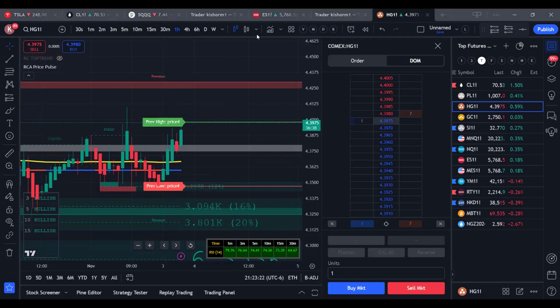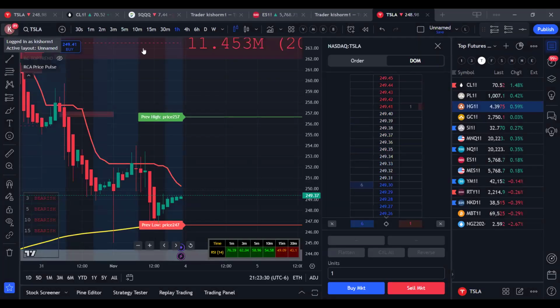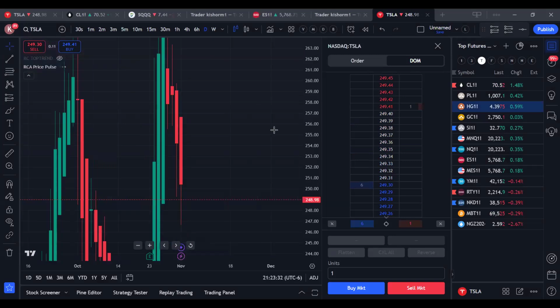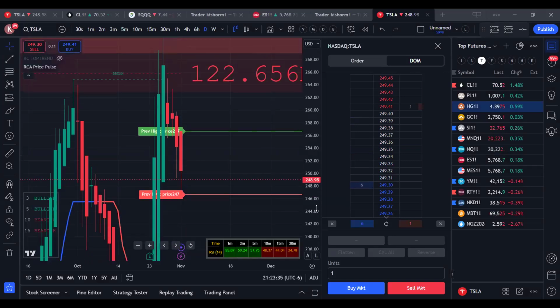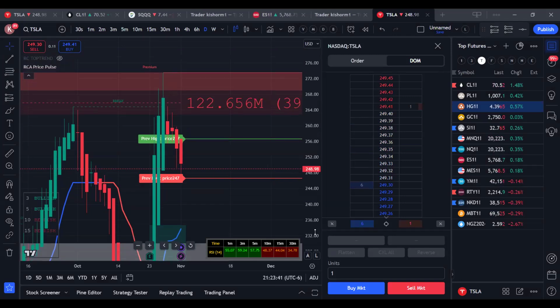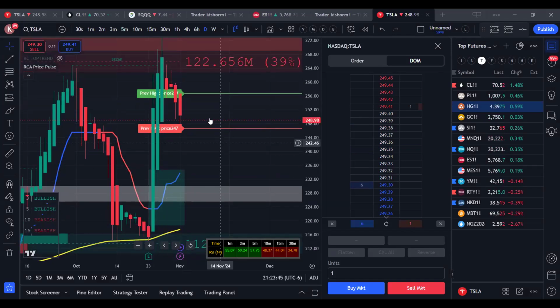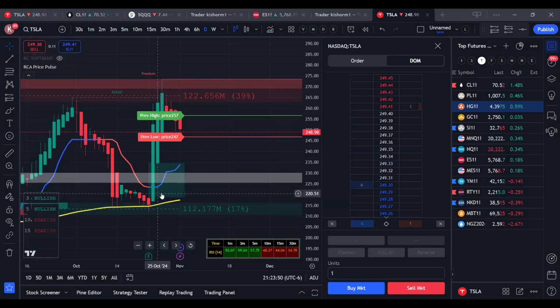Kishore, can you please bring up Tesla? I'm on the daily chart, and in the price pulse, it shows the big green from all the way from below like 254, or you can see even more clearly from like 242. So does that mean that whole block is a buy zone? Is that what it is? Yeah, there are a lot of buyers here.